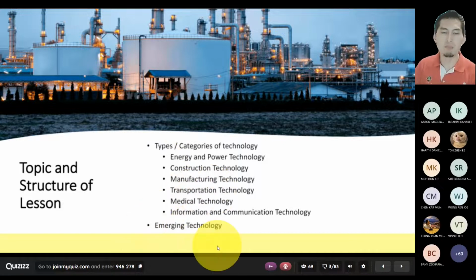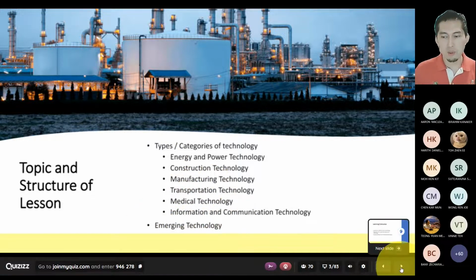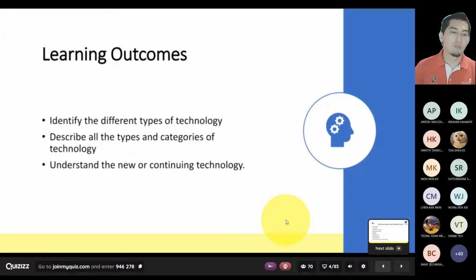Yeah, then we will just end with a bit of emerging technology and try identifying, moving to the future, what is next. So these are the 3 of your learning outcomes for today, identifying the different types of technology. You need to know them in the sense of what is the main function of these technologies. There will be a general function to the technology, and at the same time, of course, you are describing the second point, all the types and categories of the technology itself. Knowing its examples will be important, right?